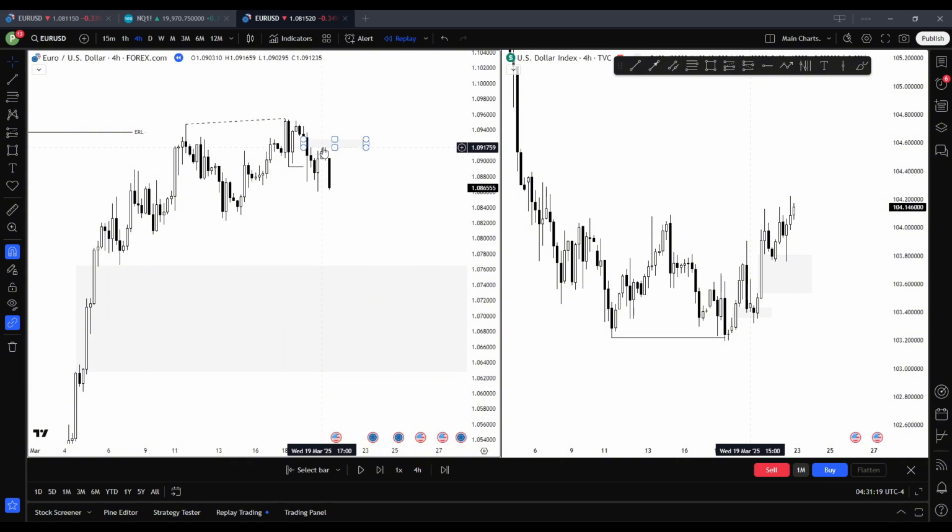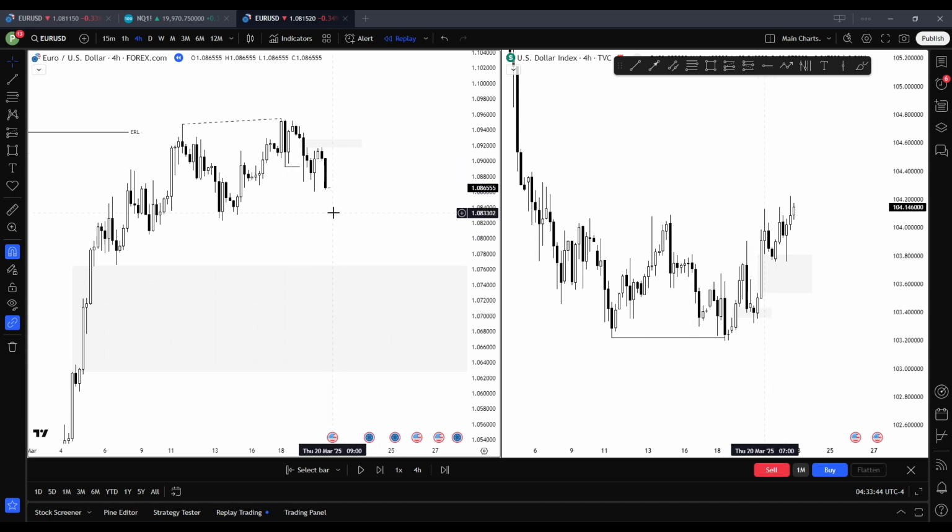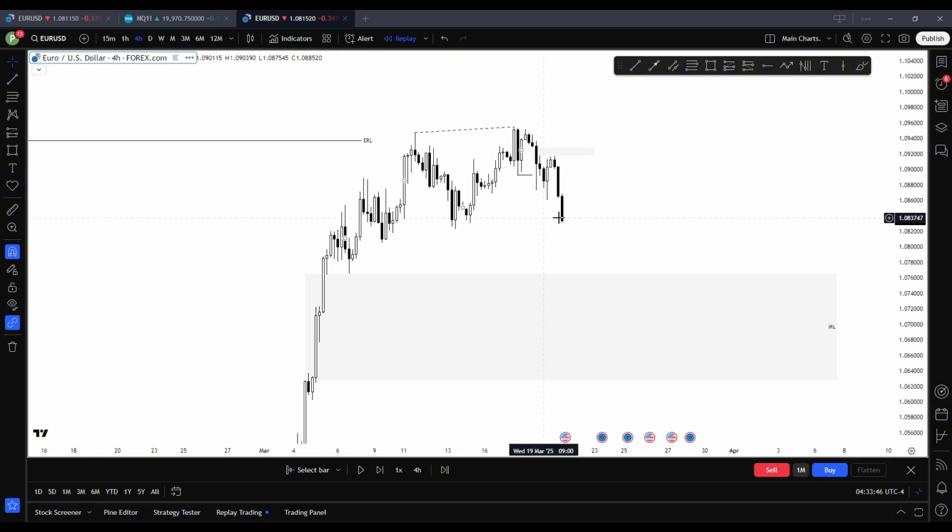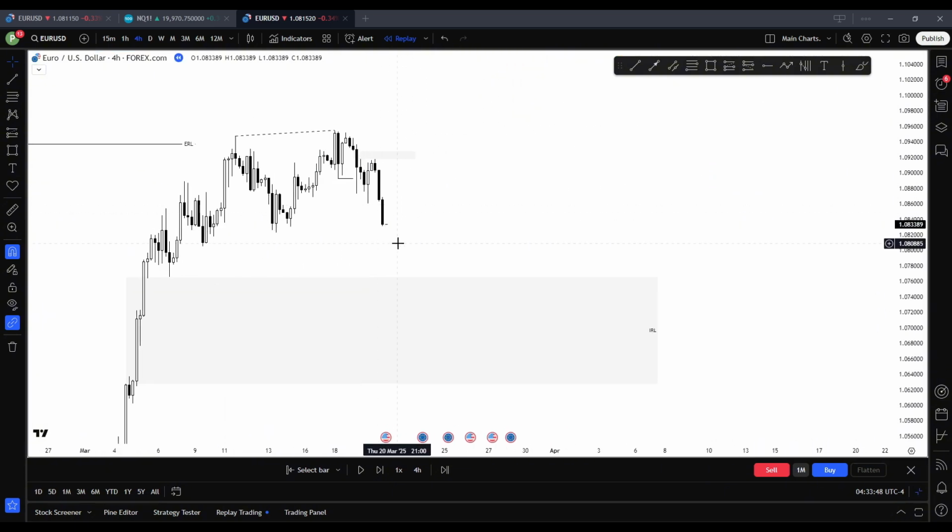EU retraced back higher to fill this internal range liquidity in the form of DXY filling this corresponding FVG. And then once it did that, and once it had this SMT divergence, only then it started moving lower and had this expansion lower. So let's continue this session.